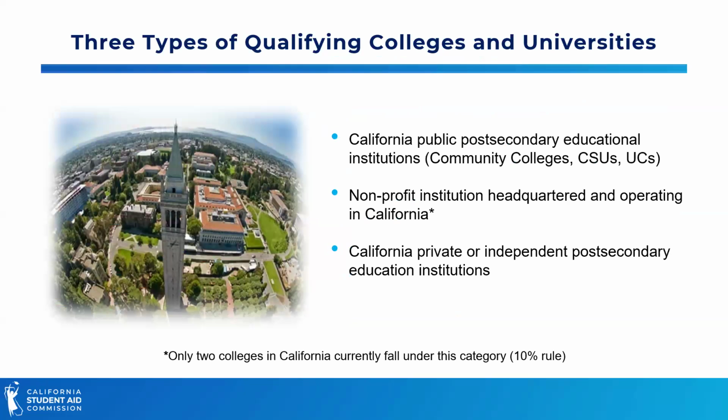So there are three types of qualifying colleges and universities that can administer Cal Grant. So first we have the California public system, including the California community colleges, the California State University or CSU system, and then the University of California system or the UCs. We also have nonprofit institutions that are headquartered and operating in California. And then we also have California private or independent schools. So we'll take a look more at these requirements in the next few slides.